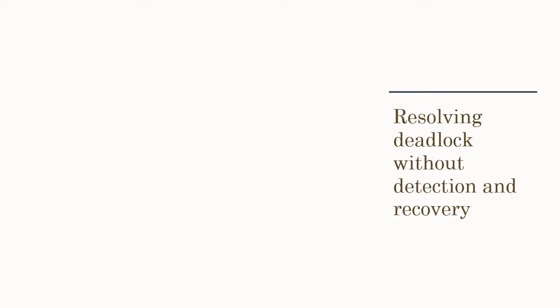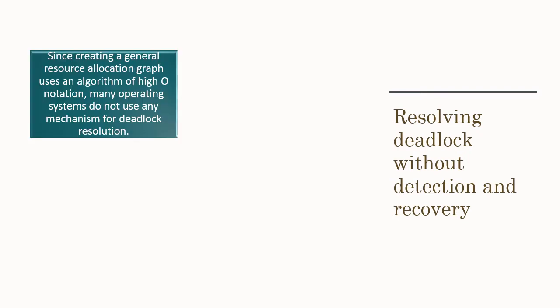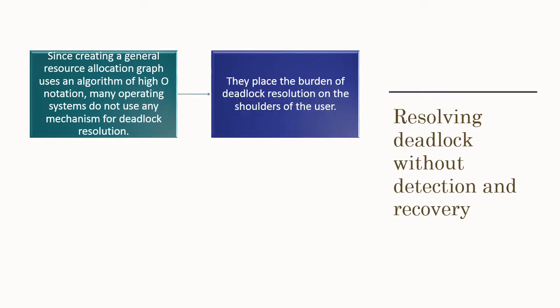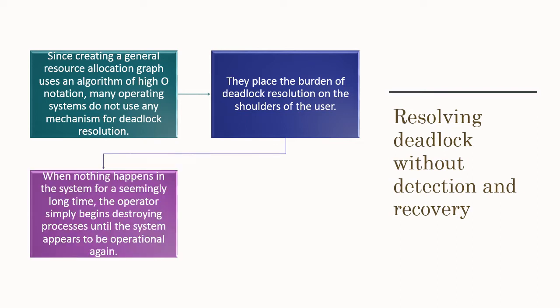Resolving deadlock without detection and recovery. Since creating a general resource allocation graph uses an algorithm of high complexity, many operating systems do not use any mechanism for deadlock resolution, and Windows, mind you, is one of them. They place the burden of deadlock resolution on the shoulders of the user. When nothing happens in the system for a seemingly long time, the operator simply begins destroying processes until the system appears to be operational again.